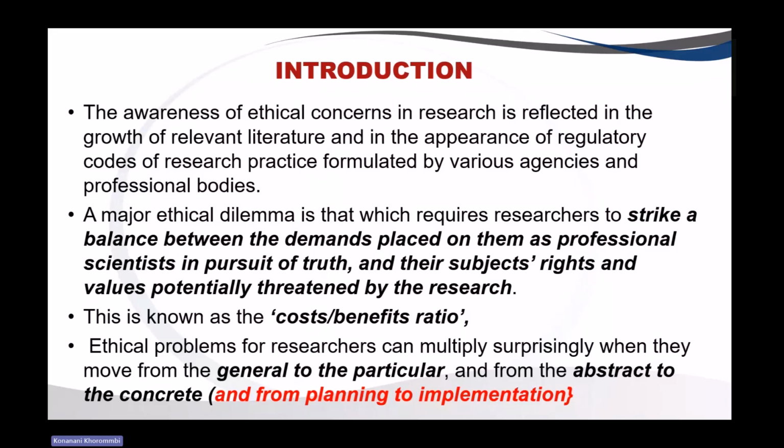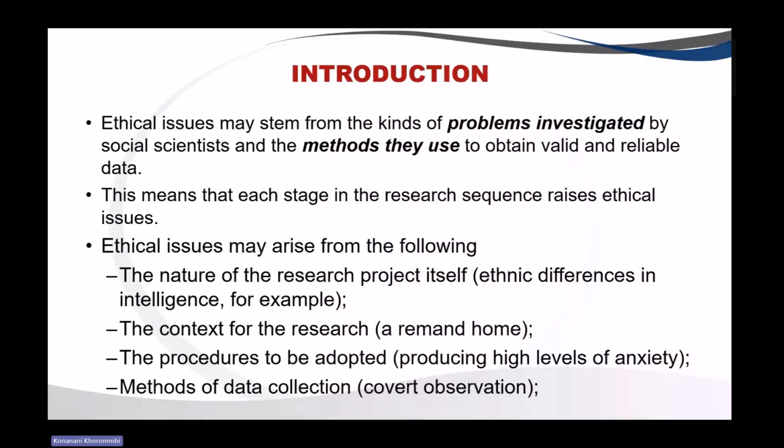Ethical issues may stem from the kinds of problems investigated by social scientists and the methods they use to obtain valid and reliable data. This means that each stage in the research sequence raises ethical issues. Ethical issues may arise from the following. For example, the nature of the research project itself, ethnic differences in intelligence. This is just an example from an author. The context for the research, the remand home, I don't know what this is, the procedures to be adopted, producing high levels of anxiety, as an example, methods of data collection, such as covert observation.